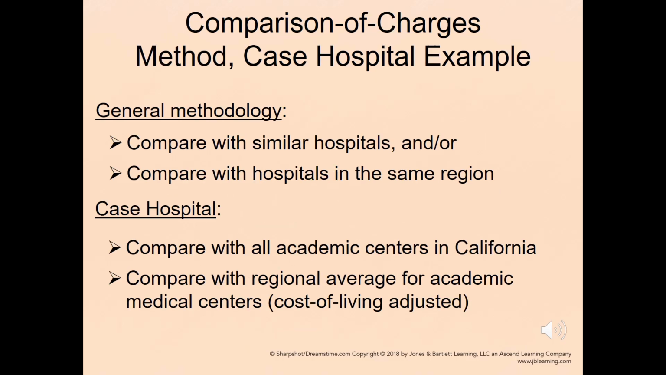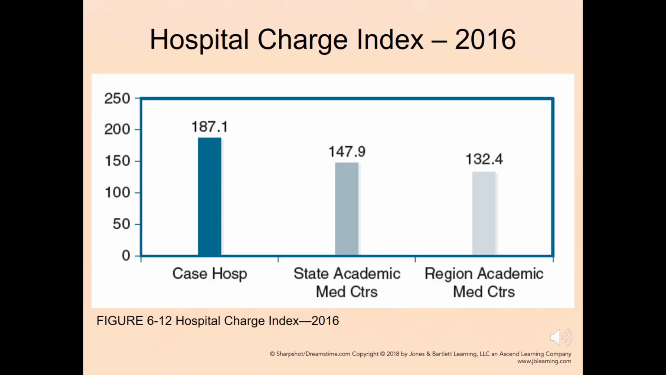The comparison of charges method, we can look at this case hospital example. The general methodology is to compare with similar hospitals and/or compare with hospitals in the same region. For the case hospital, we'll compare with all academic centers in California and compare with regional average for academic medical centers with cost of living adjusted. The hospital charge index in this example shows the case hospital at 187.1, the state academic medical center at 147.9, and the regional academic medical center at 132.4.